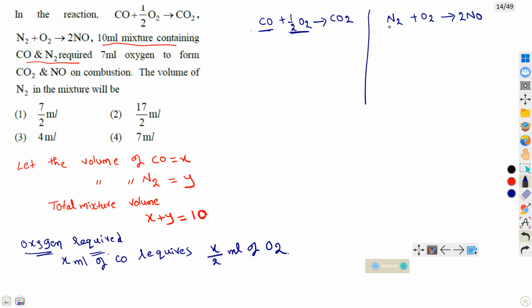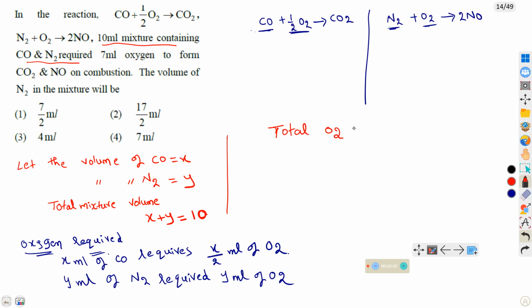And according to this reaction, 1 mole of N2 requires 1 mole of O2. That means Y ml of N2 requires Y ml of O2. So based on this, total O2 used is 7 ml. That is X by 2 plus Y is equal to 7 ml.